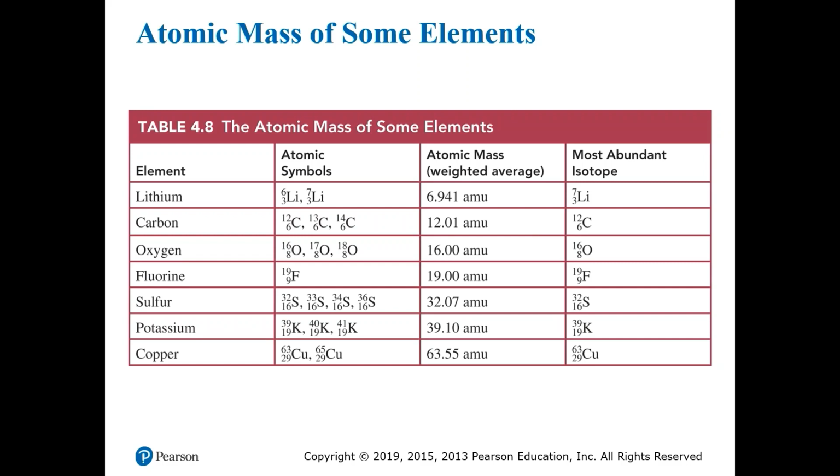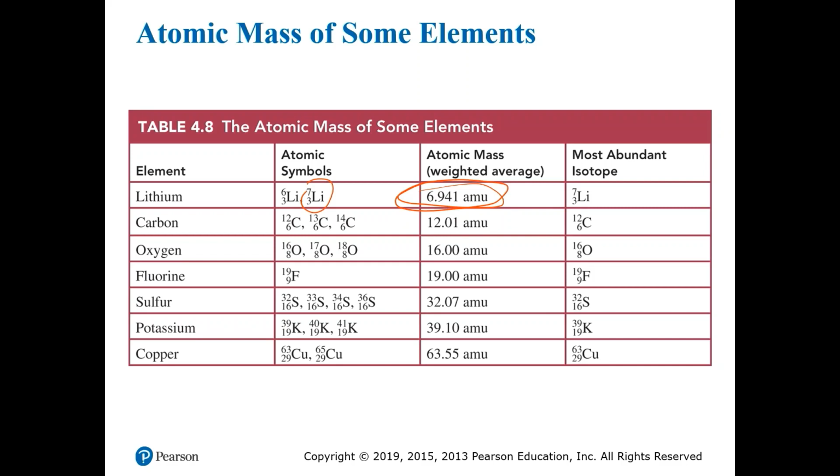Here we see a table that has some of these calculated weighted averages or atomic masses you might see in the periodic table. So for instance, lithium consists of two isotopes, either lithium-6 or lithium-7. But lithium-7 is by far the most abundant isotope. And you can tell because the average of the two is very, very close to the mass that you would expect for lithium-7, right? It doesn't tell us here what the exact mass of lithium-7 is, but we know that it should be very close to 7.